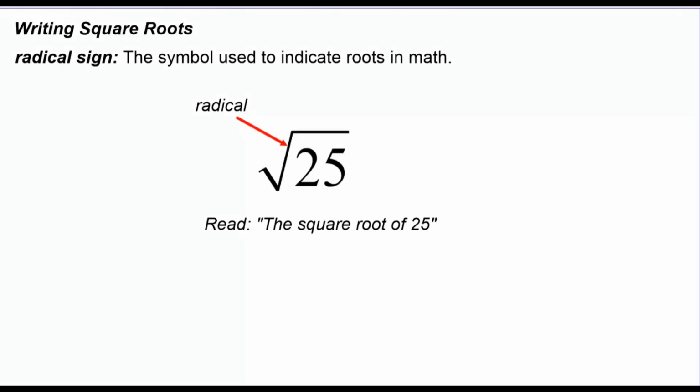And how we write that is we use something called a radical, the radical sign. It's the symbol used to indicate roots in math. As written, it's the square root. That little check mark or division-looking box is called the radical. When you put a number under the radical, you're asking for the square root of it. So we would read this particular example as the square root of 25.